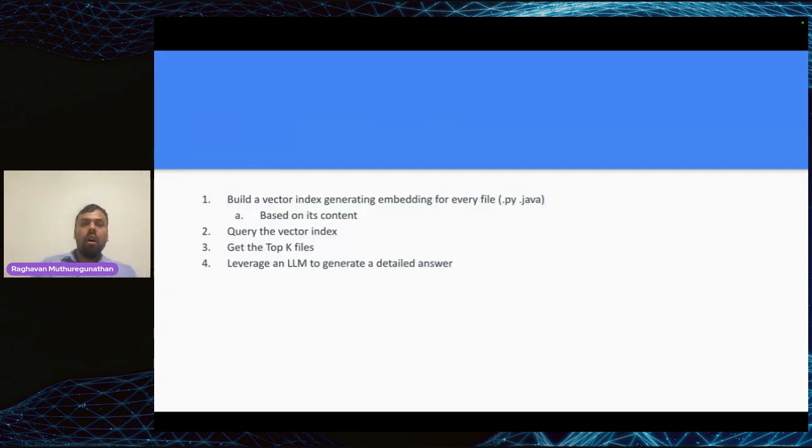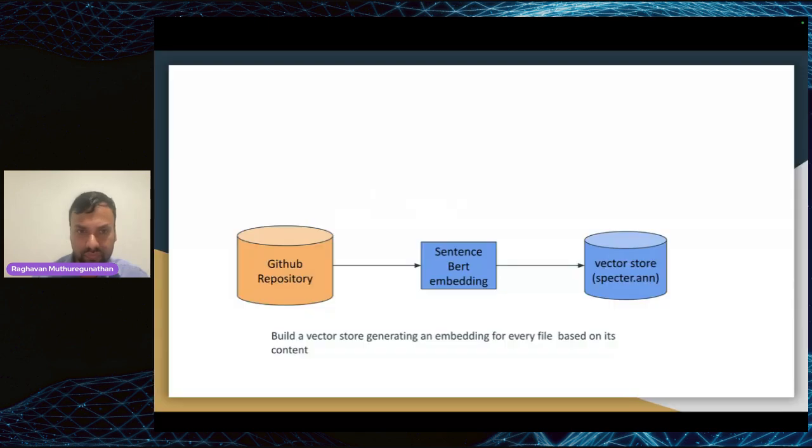So the solution is very simple, which is, traverse through the entire repository. For every file, generate an embedding and store that in the vector index based on its content. The embedding should be based on the content of the file. And then query the vector index, get the top K files. You can leverage an LLM to generate an answer. So how do we do this?